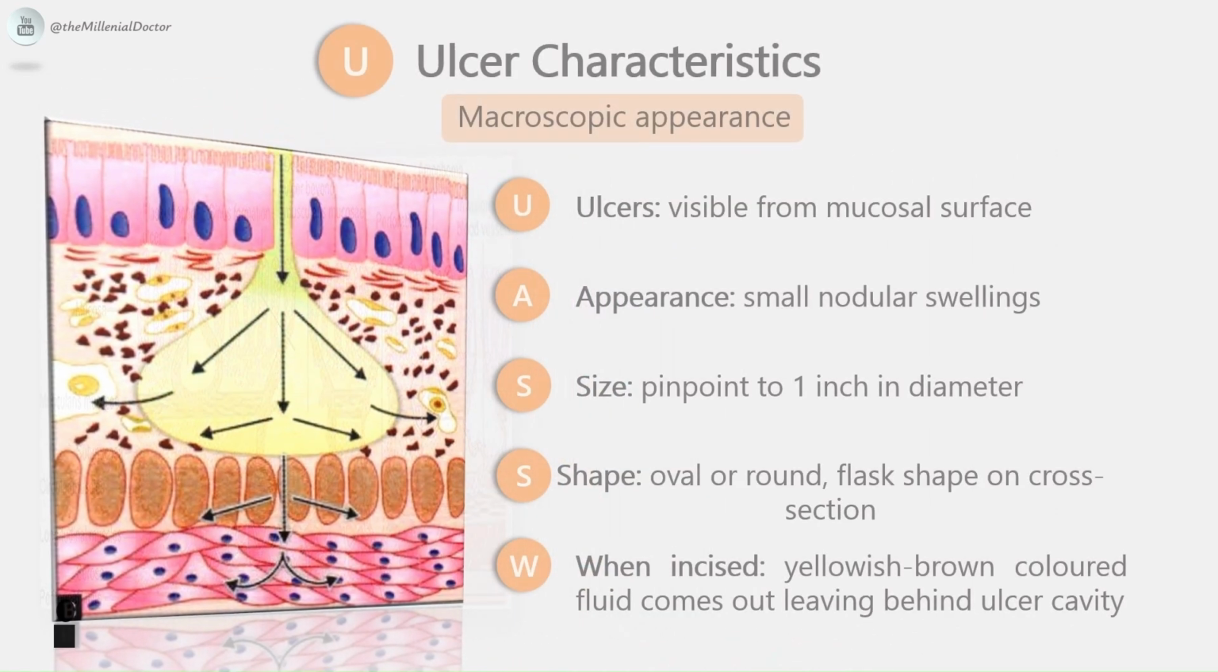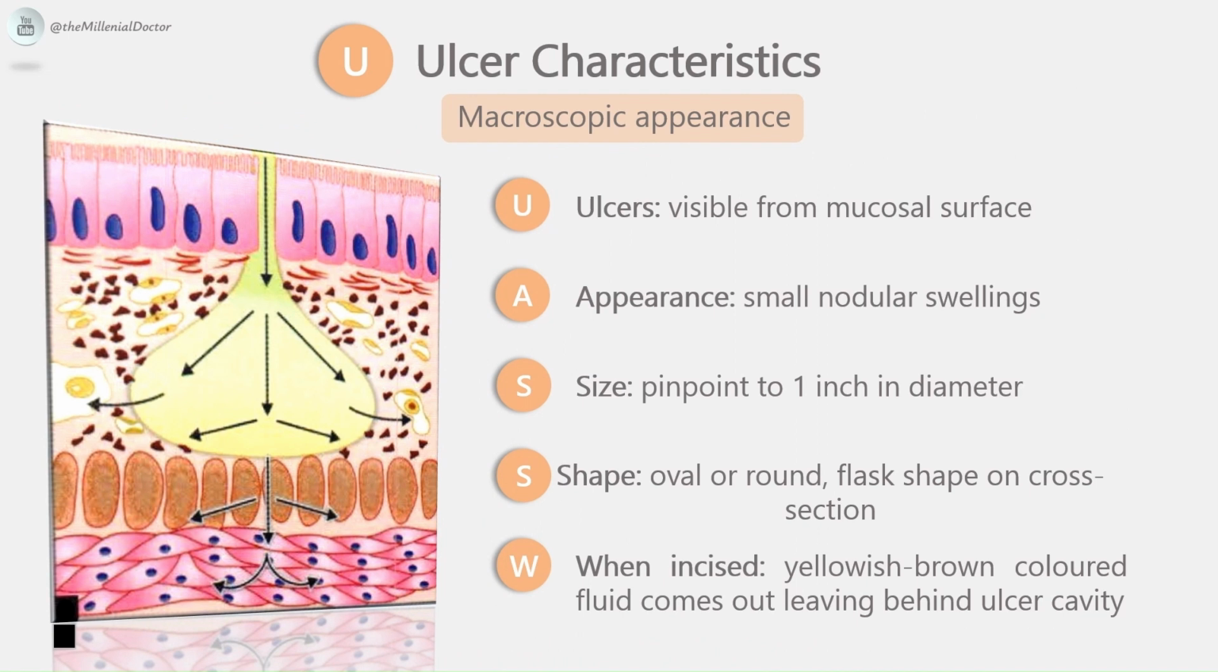Next, the characteristics of an amoebic ulcer. First, we see the macroscopic appearance. The ulcers are visible from mucosal surface. They appear as small nodular swellings. Size is pinpoint to 1 inch in diameter. The shape is oval or round and flask shape on cross section. The typical amoebic ulcer is flask-shaped in cross-section, with mouth and neck being narrow and the base large and rounded. When incised, yellowish-brown colored fluid comes out, leaving behind ulcer cavity.